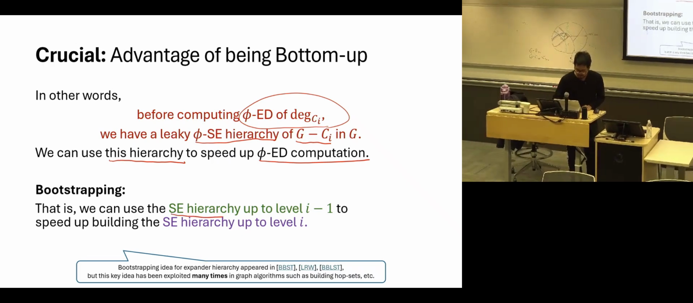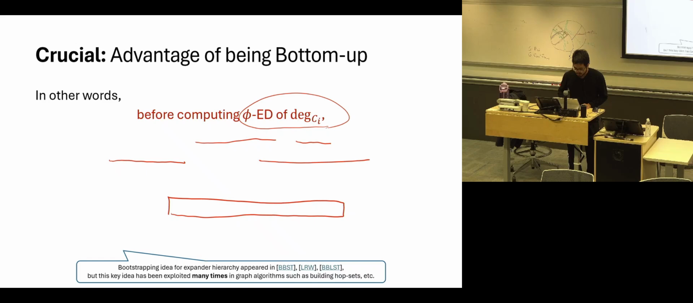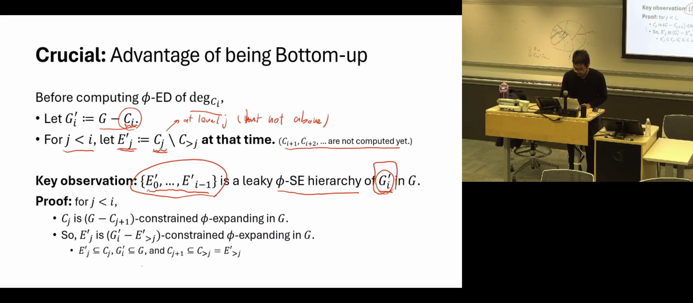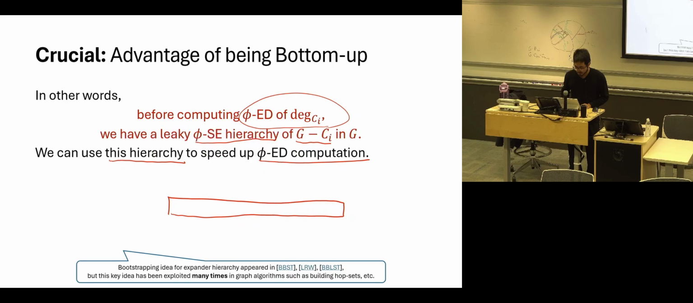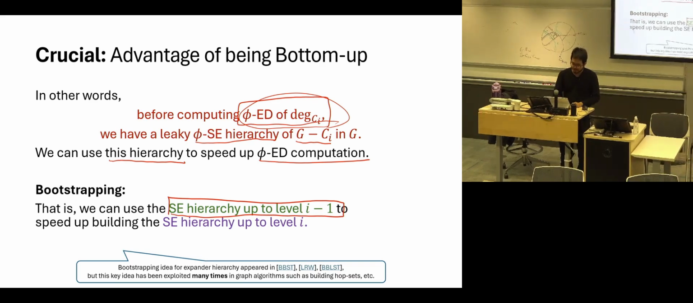We get this SE hierarchy up to level I-1, and we need to compute the expander decomposition at level I just to build it to the next level, so that we get the hierarchy up to level I.